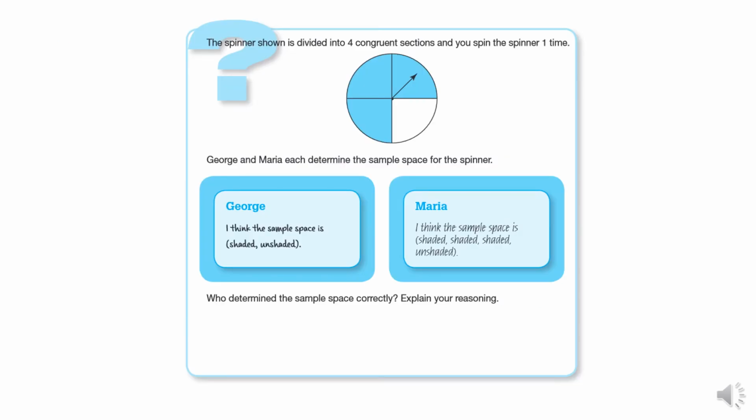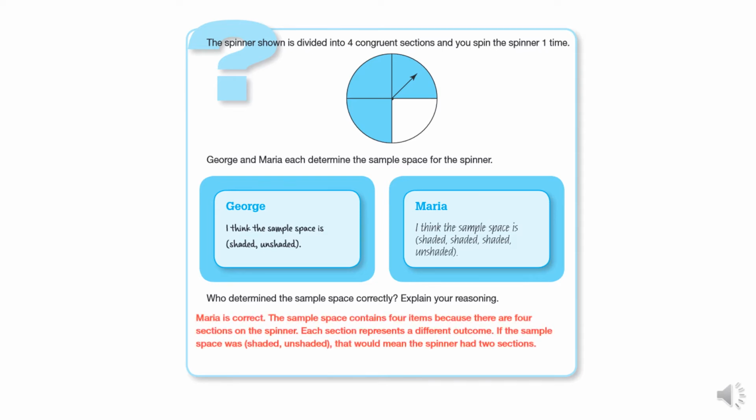All right. The spinner shown is divided into 4 congruent sections, and you spin the spinner 1 time. George and Maria each determined the sample space for the spinner. George says, I think the sample space is shaded, unshaded. Okay? Maria says, I think the sample space is shaded, shaded, shaded, unshaded. So who determined the sample space correctly? And explain your reasoning. So look at it carefully, and then here's the answer.